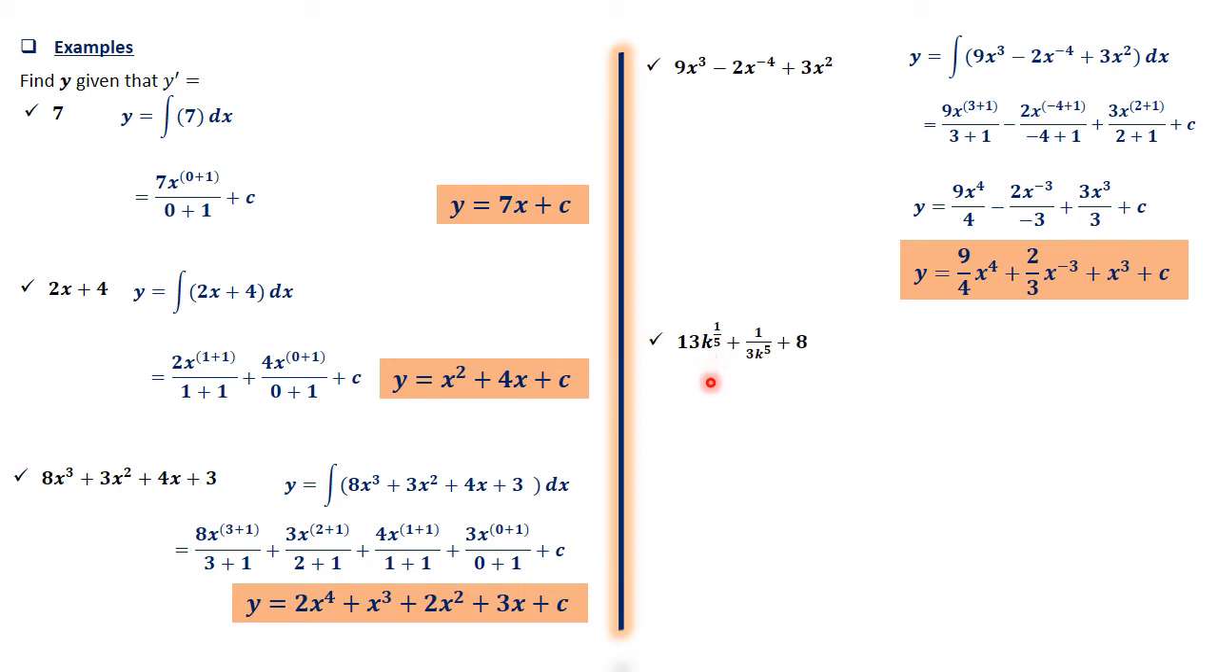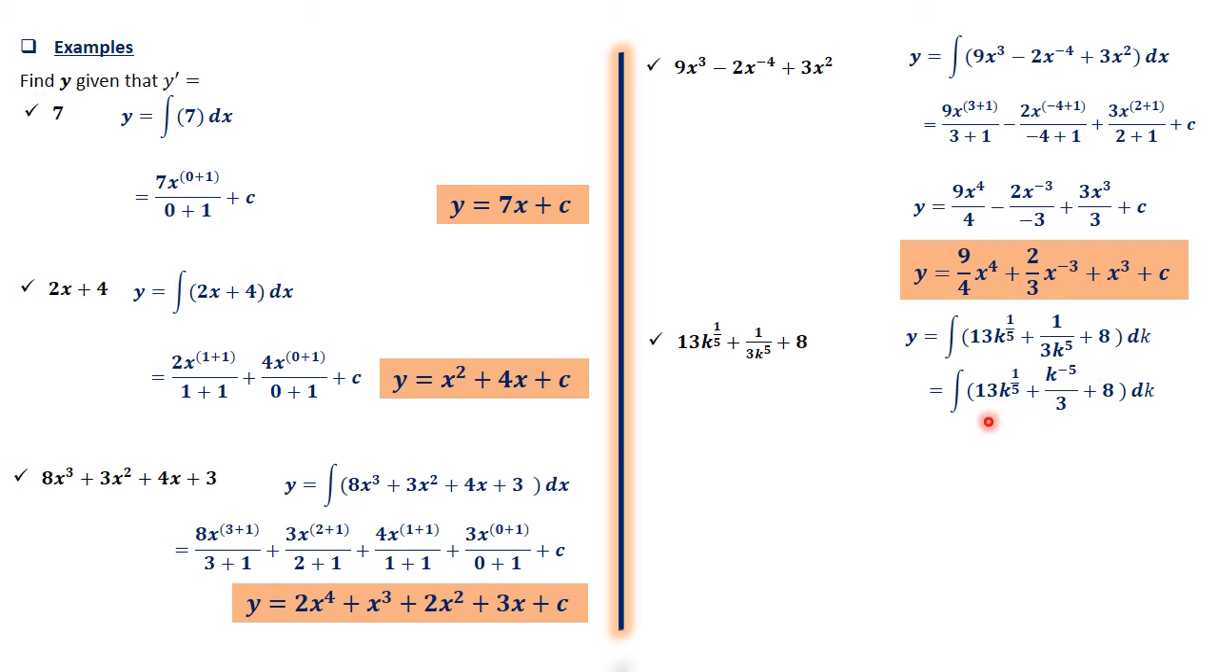Another question, we have 13k raised to the power 5th plus 1 over 3k raised to the power 5 plus 8. Integrating that means we are integrating with respect to k. It means that the function y was expressed in terms of k. It was y is equal to 13k something. And what I'm trying to say there is it was differentiation of y with respect to k. So we are now integrating with respect to k. And therefore we get that kind of a thing.